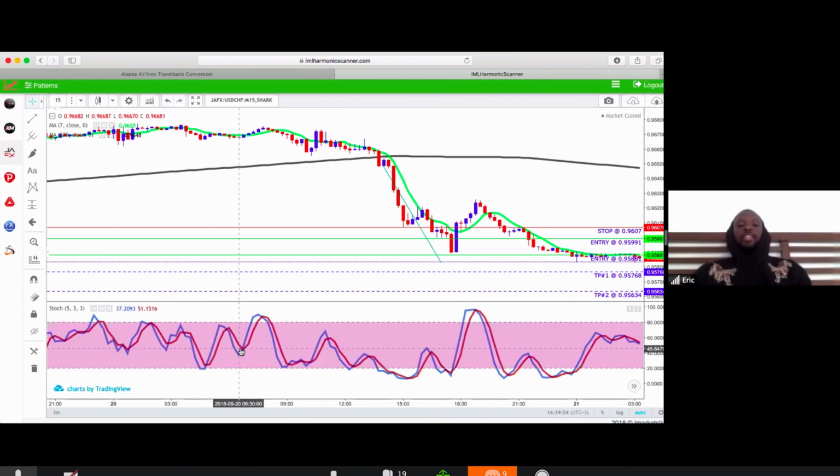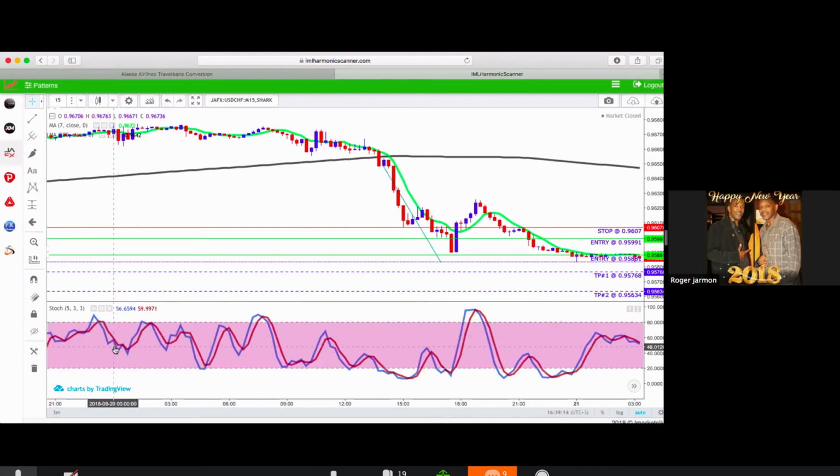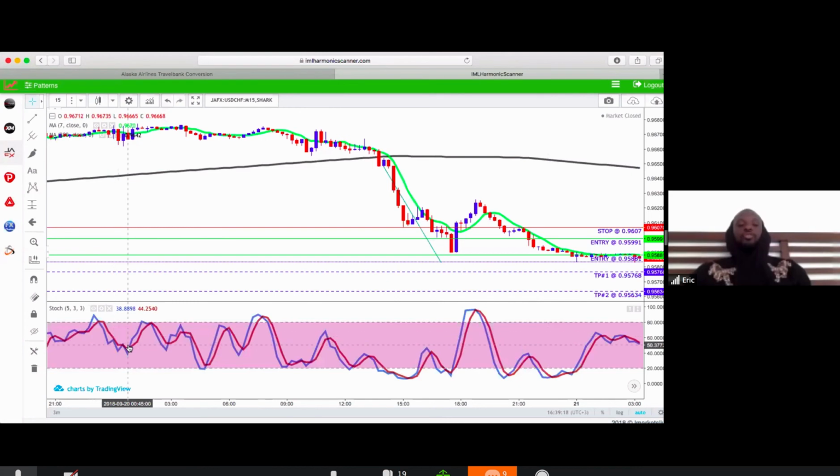Like right here, look. That crossed, that crossed, that crossed. You got to make sure they cross. This one right here didn't cross. You got to make sure it crosses. Cross, cross, cross, just cross. So you want to look for the cross too.